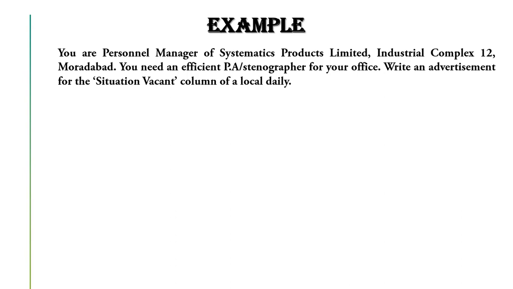Rather, you should read the question carefully. You will find words that you can use in your advertisements. Like the personal manager, you have to mention it. You have to also write the name of the company, Systematics Products Limited. You have to also write the address, Industrial Complex 12, Moradabad. Right? What else? You have to also mention that you are looking for an efficient PA/stenographer for your office. So let's see, how do we write it?